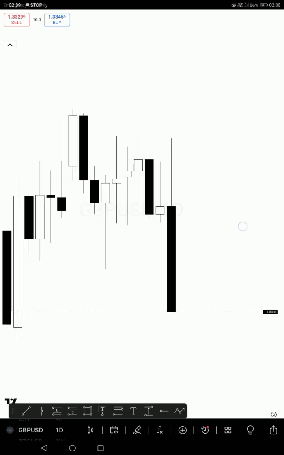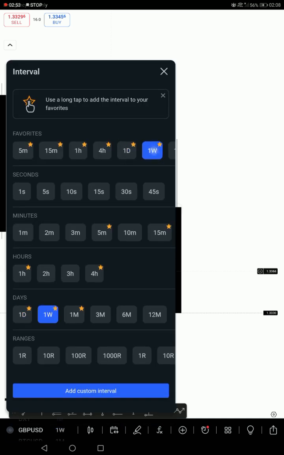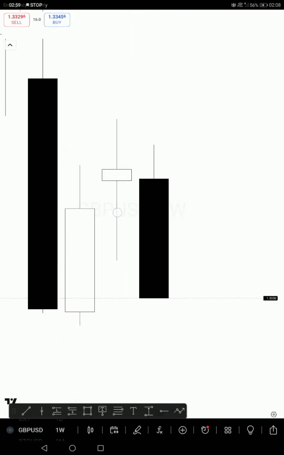Remember, this should be our drawn liquidity, because on the weekly time frame we are seeing a clear CRT manipulation candle. So I can clearly say that on the weekly time frame, my first drawn liquidity should be the 50% of this candle range, and my second drawn liquidity should be here.